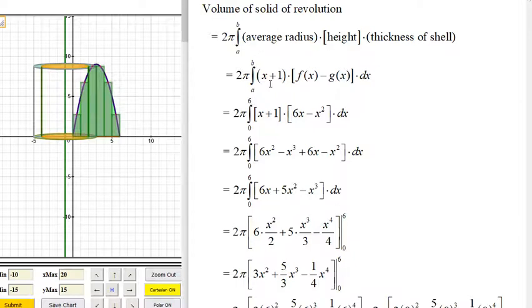The average radius is x plus 1. The height is 6x minus x squared, and then the thickness is dx. Multiply this out, we'll get 6x squared minus x to the third plus 6x minus x squared. This will be 6x. 6x squared minus 1x squared is plus 5x squared, and then minus x to the third.